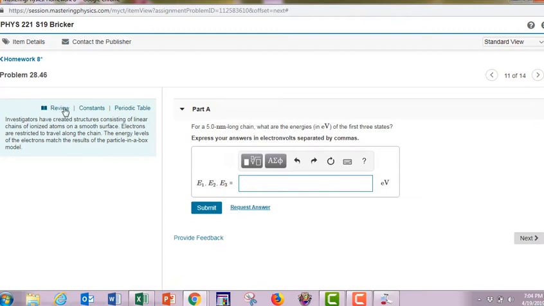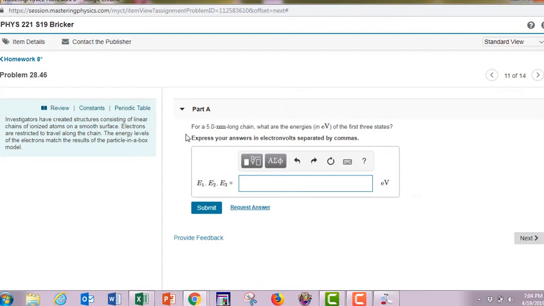Again, make sure you review this section. This is, I think, 18.5 in chapter 18. And we can take a look at the associated energy levels. So for a 5 nanometer long chain, that's the length of the box. The particle is stuck in this box, the particle being an electron. So that's 5 nanometers. And what are the energies in eV of the first 3 states? Once we get the first state, it's relatively easy to get the corresponding states.